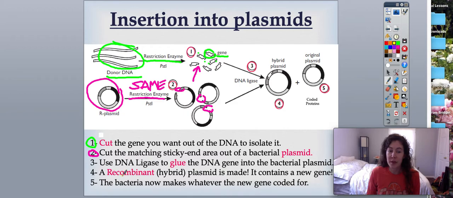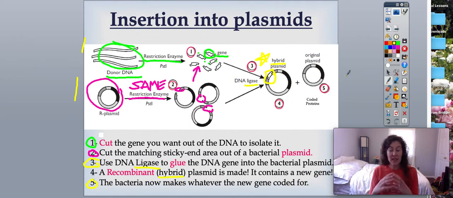Step 3. Use ligase. Use another enzyme to glue that chunk in. Ta-da! We glued the chunk in. We've now made a recombinant or hybrid plasmid. It has DNA from 2 sources, from the original and from the bacterial plasmid. So in step 5, it says the bacteria can now make whatever the new gene coded for.